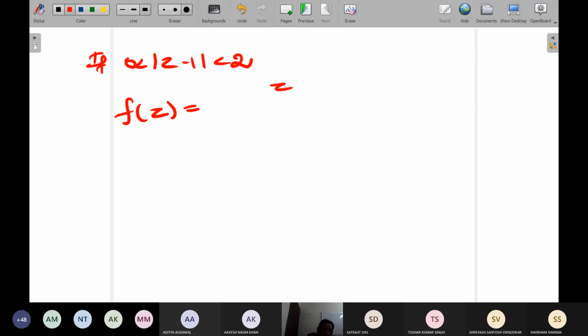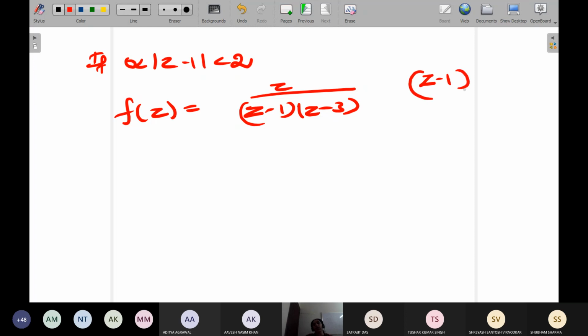You can just take the next one. If 0 less than mod z minus 1 less than 2, then express f of z is equal to z by z minus 1 into z minus 3 in the series of positive and negative powers of z minus 1.